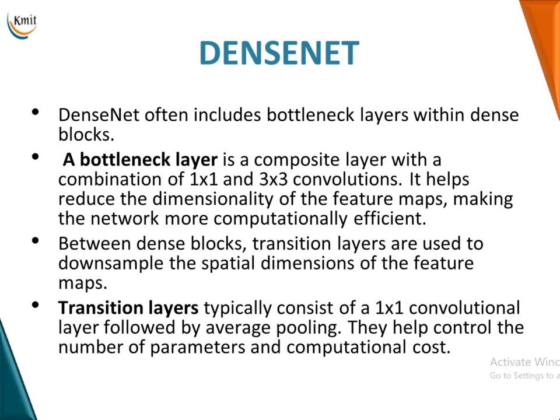Now I come to the architecture of it. If I talk about the bottleneck layer, the bottleneck or convolutional layer is a composite layer with a combination of 1 by 1 and 3 by 3 convolution layers. It is going to help you reduce the dimensionality of the feature map and make the network more and more computationally efficient. Now you can see that in between the dense blocks there are transition layers. Why are they required? Basically they are like pooling layers. Why are they needed? Obviously to reduce the spatial dimension of your feature maps. The transition layer consists of a 1 by 1 convolution layer and a pooling layer, basically average pooling. All of these will help you control the number of parameters, thereby making computation more efficient.